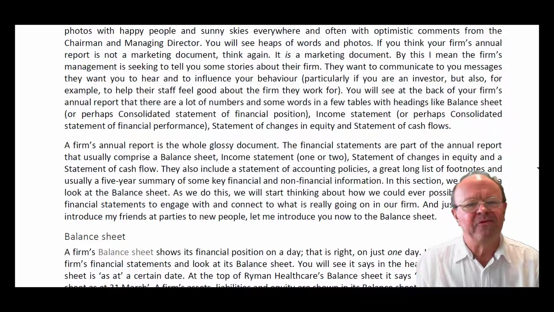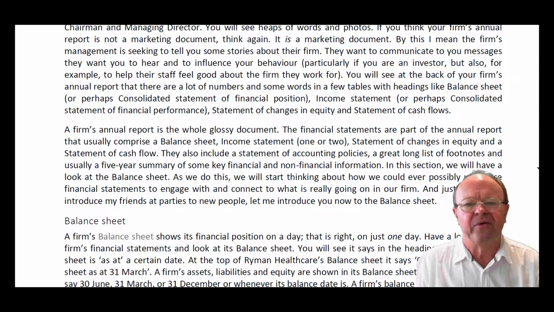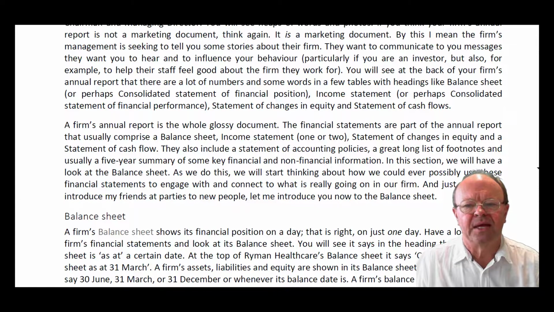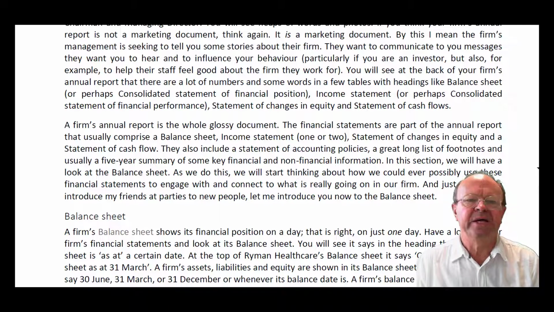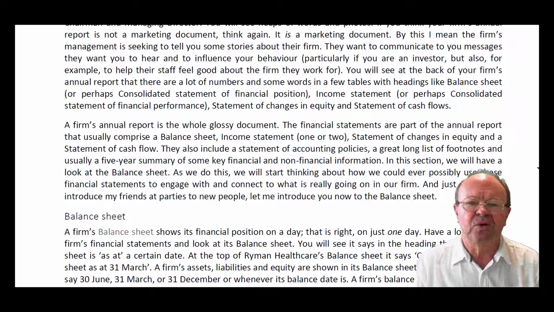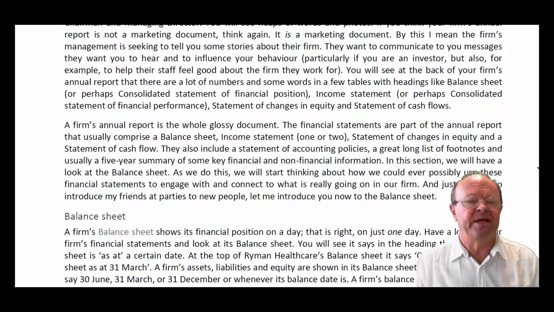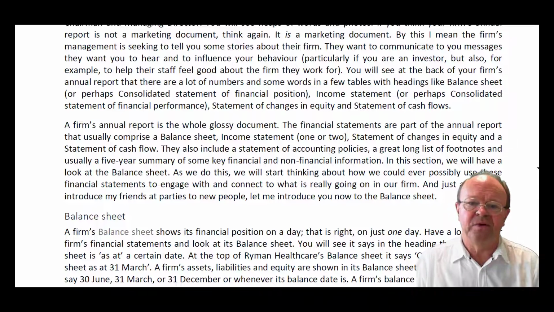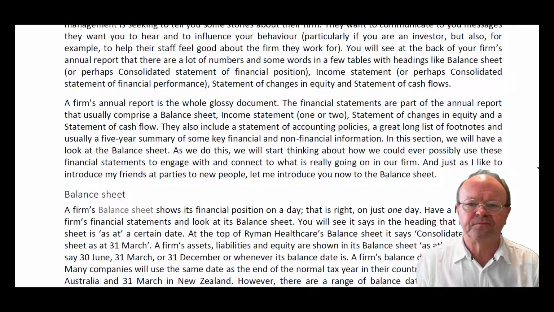By this I mean the firm's management is seeking to tell you some stories about their firm. They want to communicate to you messages they want you to hear and to influence your behaviour, particularly if you are an investor, but also, for example, to help their staff feel good about the firm they work for.